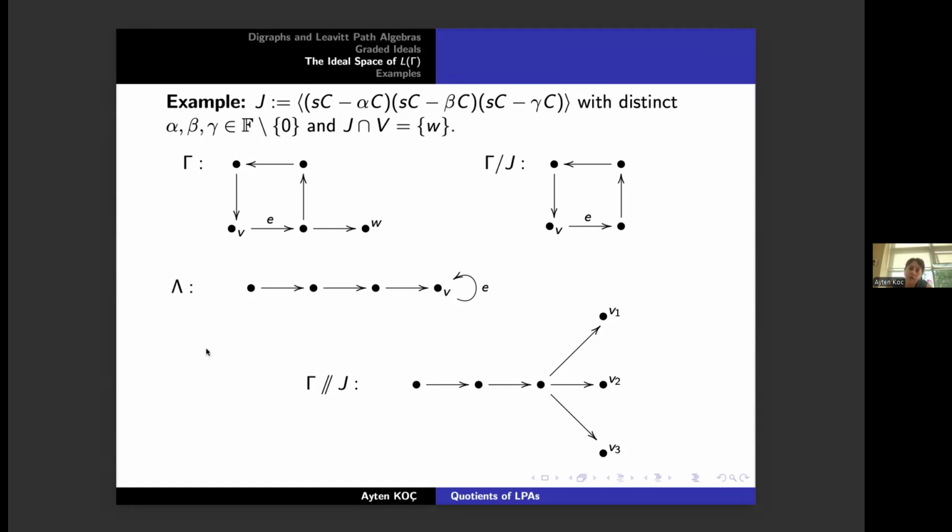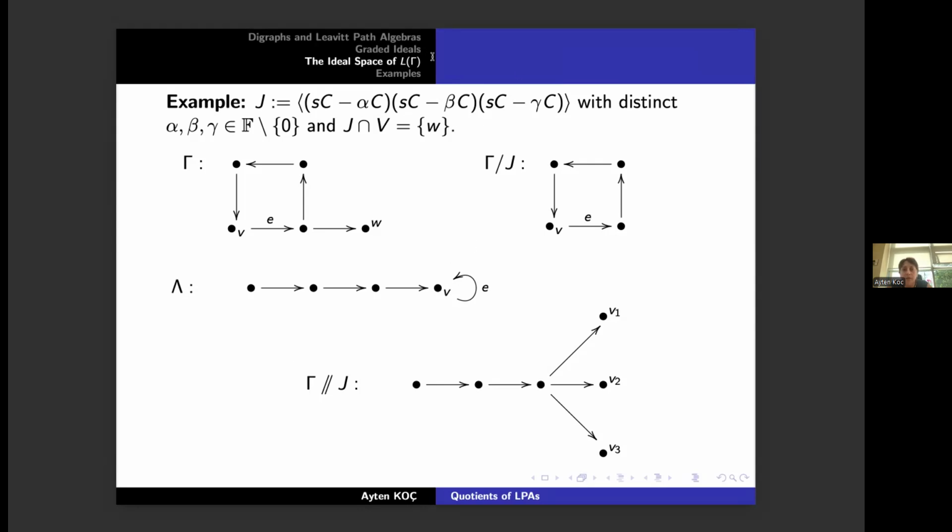So as in our previous lemma, to get lambda, we cut this cycle at the target of the initial arrow, and then replace this arrow with a loop preserving the source at the same vertex. And we obtain this lambda and gamma double slash J.